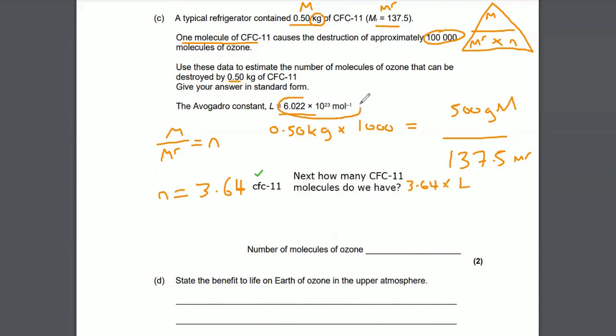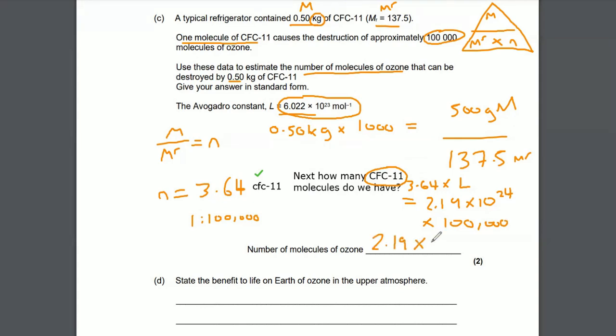Well, we're going to do number of moles times L, which is Avogadro's constant, and we'll find out how many molecules. So there's 6.022 times 10 to the 23 particles of CFC in 1 mole. So we go 3.64 times Avogadro's constant. I'm using L here, and we get 2.19 times 10 to the 24. Now, what I also need to take account of, that's the molecules of CFC, but the ratio of CFC to ozone that's broken down is 1 to 100,000. So I need to times that by 100,000.